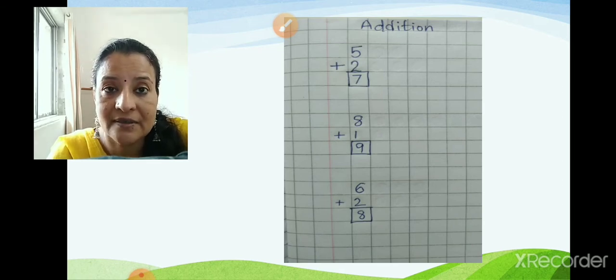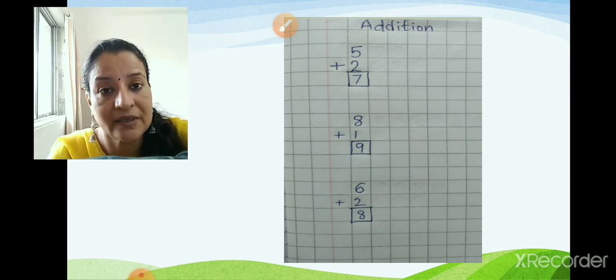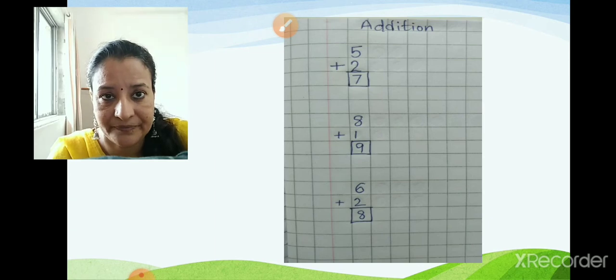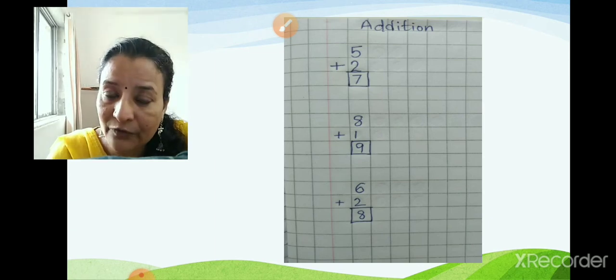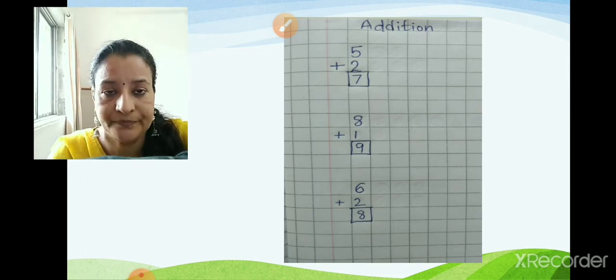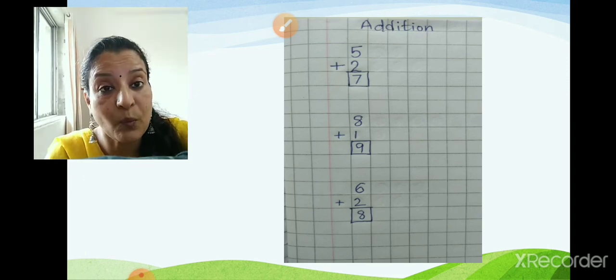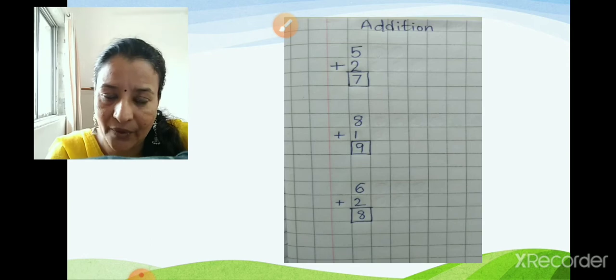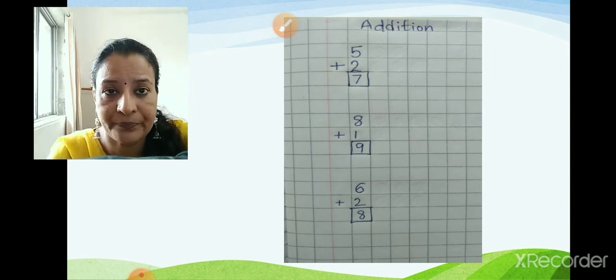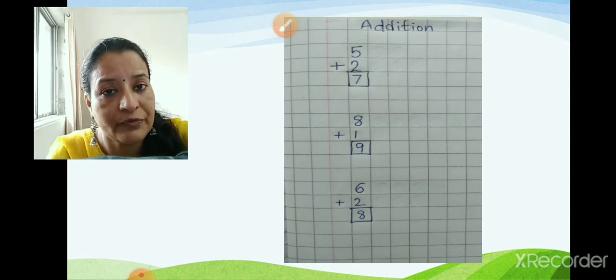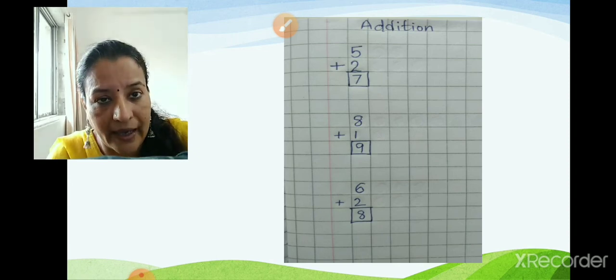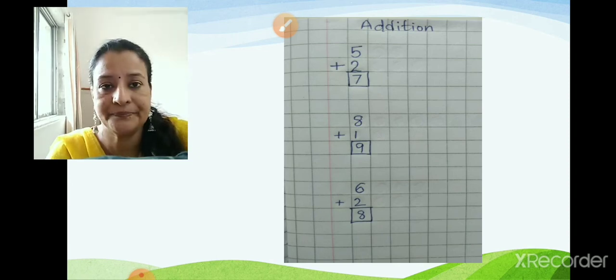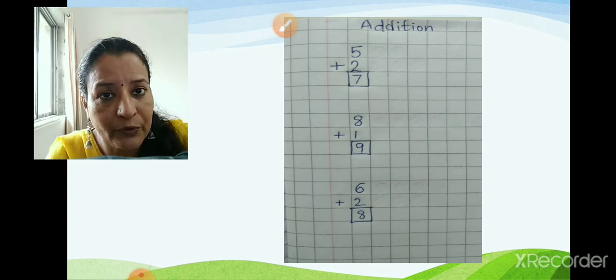After the margin, leave a box, then write 5. Then write plus, and then below 5, 2. The numbers will be in one line. Okay. Now, Mama has written for you 5 plus 2. You are going to add. Okay. Now, what are you going to do first?